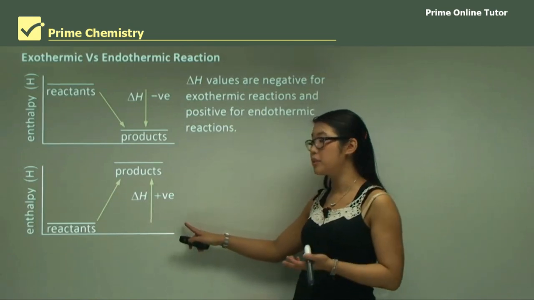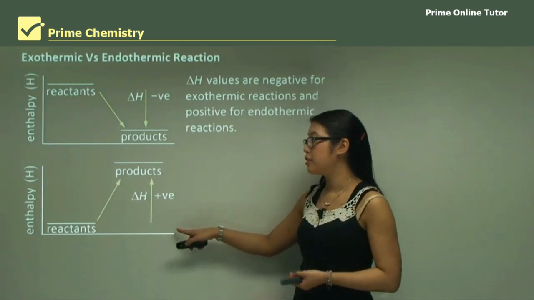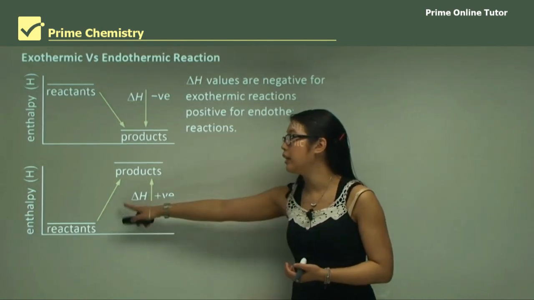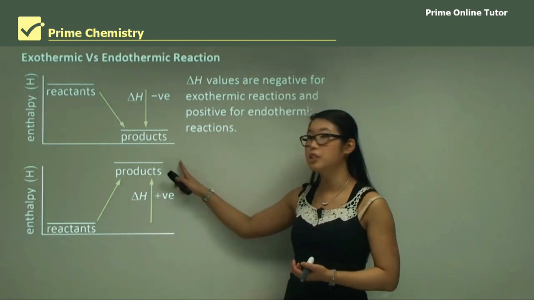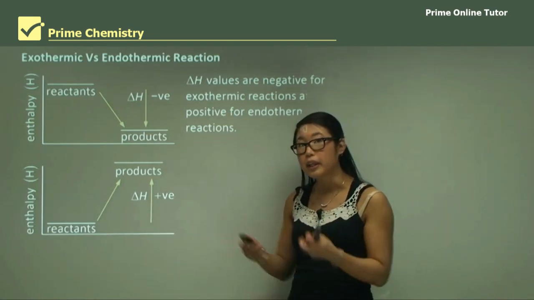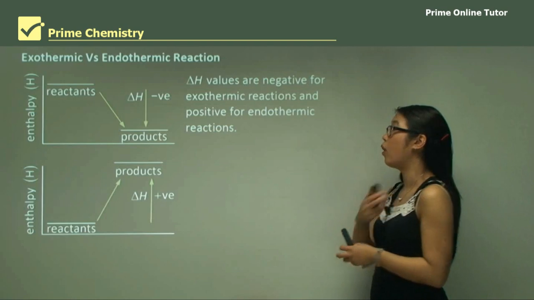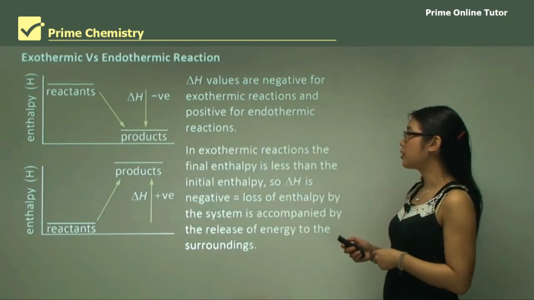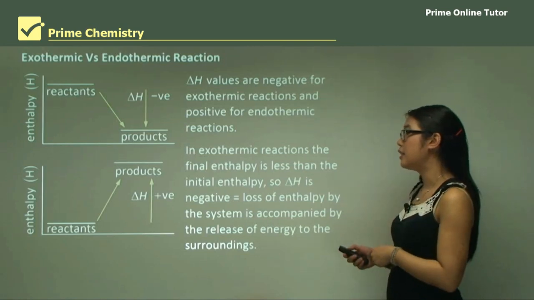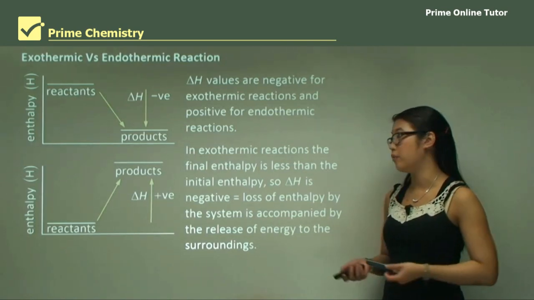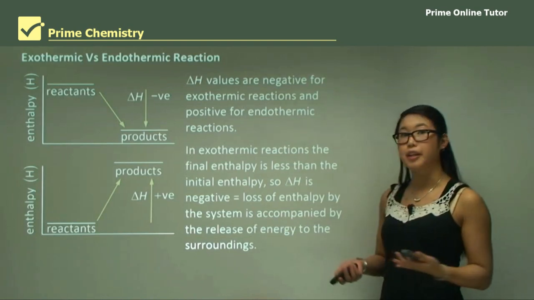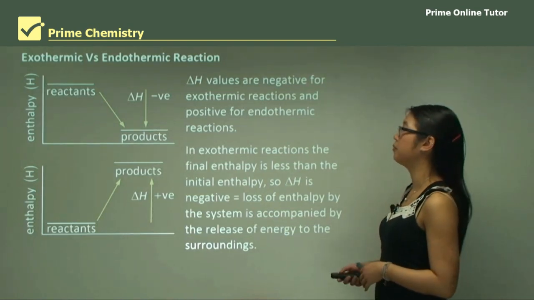But the opposite is occurring in endothermic. So the reactants are low, the products are high energy, and we're pulling in energy to get to this high point, and therefore it's a positive change, but it's pulling in energy, making it feel like it's cold. So in exothermic reactions, the final enthalpy is less than the initial enthalpy. So delta H is negative. We're losing enthalpy in the system, and therefore we're losing energy to the surroundings, making it feel like it's hot.